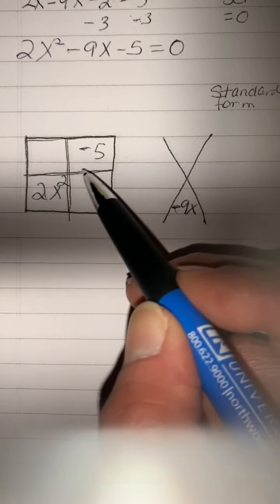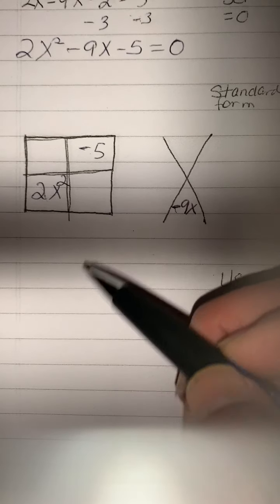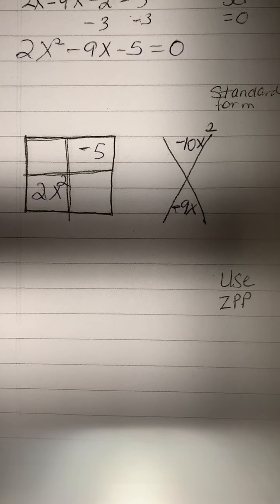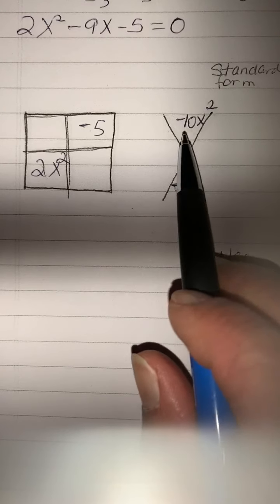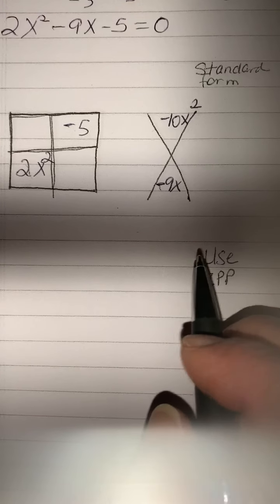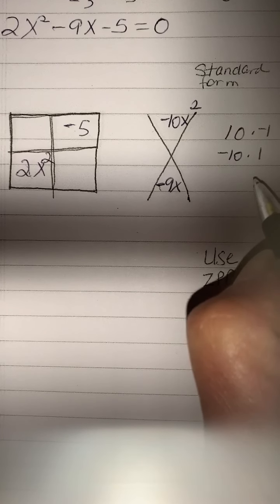So 2x squared times -5 is -10x squared. We are going to write that right up here, -10x squared. So now I must find two terms that multiply to be -10x squared and add to be -9x. So I'm going to think about things that multiply to be -10, a 10 times a -1, a -10 times a 1. I'll start there. Do either one of those add up to -9? Yes, they do, this one.